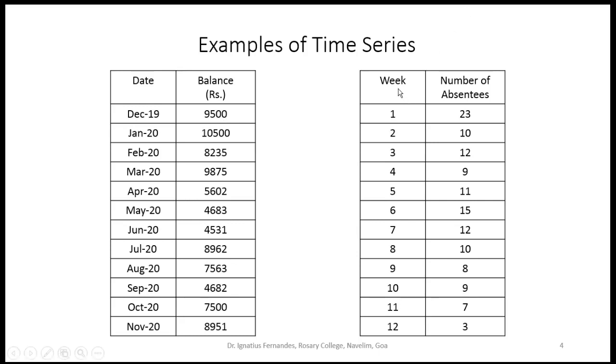Then on the right we have the number of absentees of some employees. This is week-wise data, week 1 to week 12, the number of absentees in each week, an example of a time series. So wherever the data is small enough, it can always be represented in a tabular form like this. The period depends on how you are measuring the data. It can be daily, weekly, monthly, yearly, quarterly, and so on.